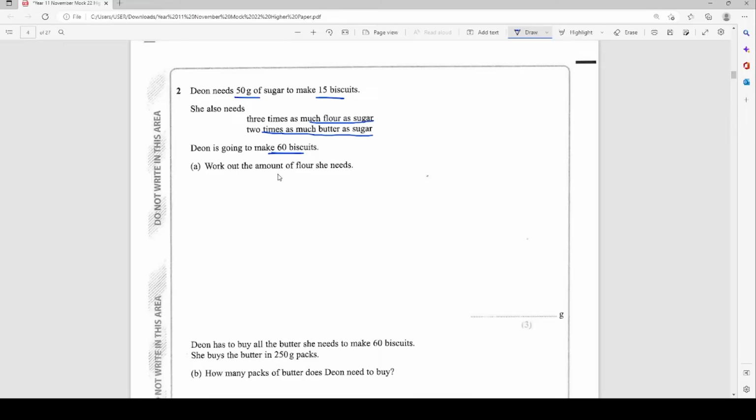So for the starting process, for calculating the amount of flour, we know that 50 grams are required for 15 biscuits. Okay, so can we see how much would be required for one biscuit? So for 15 biscuits we need 50 grams. So basically, if I want to make one biscuit, I would take how much? Here I'm going to divide 50 by 15, and this will give me 10 over 3 grams. Now in order to make 60 biscuits, how much sugar will I need? So for 60 biscuits, I would do 10 over 3 times 60.